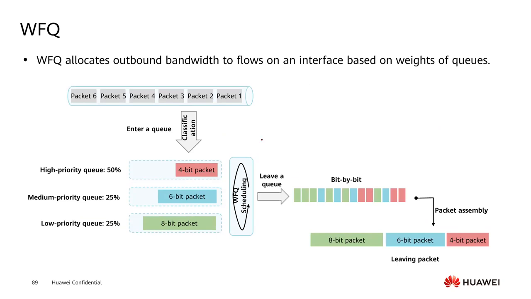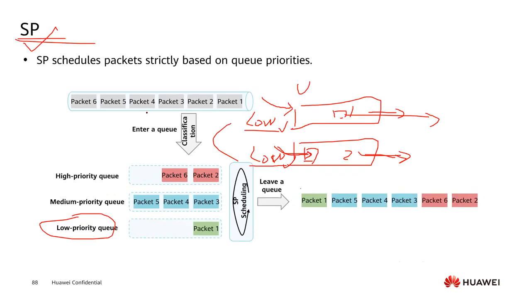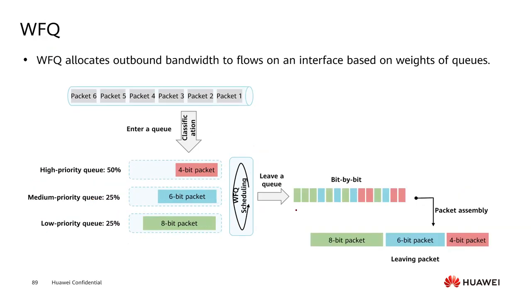Another algorithm is WFQ. WFQ tries to solve the problem that SP faces, because with SP, if you have a packet in the high priority queue, those packets will always be forwarded first, and the other queues do not have any chance to forward their packets. So WFQ works this way: it is based on the weight, W stands for weight. Queues with a higher weight have more chance to forward out.